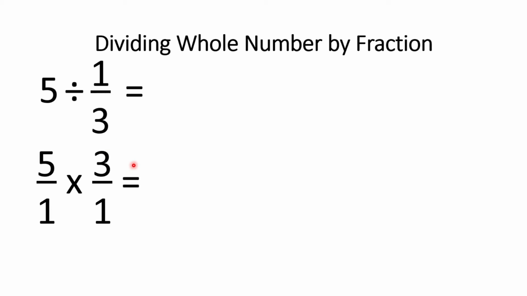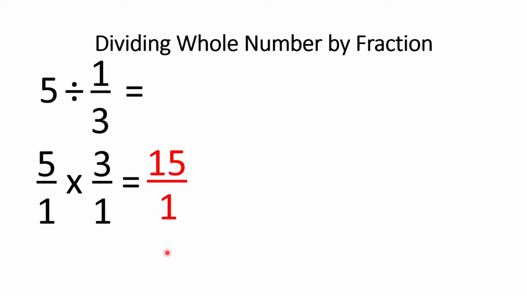Let's check kung meron ba tayong makakancel. On this given, we cannot cancel. If that happens, we can now proceed with our multiplication. Multiply the numerators, then multiply the denominators. 5 times 3, we have 15. Then 1 times 1, we have 1.